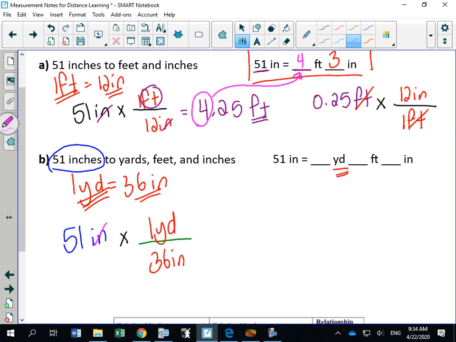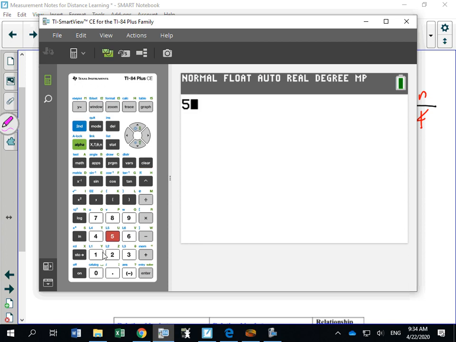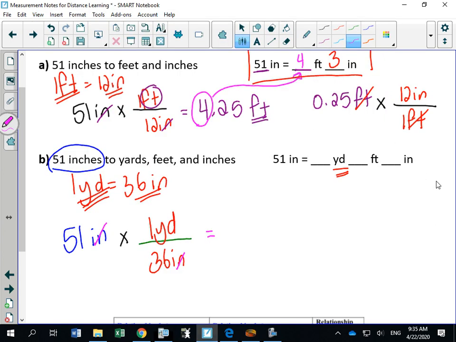So I'm just going to cancel inches to inches. And let's see what 51 divided by 36 is. So clear your calculators, have a nice screen. 51 divided by 36. And that is going to be 1.416 repeating. My units are yards.